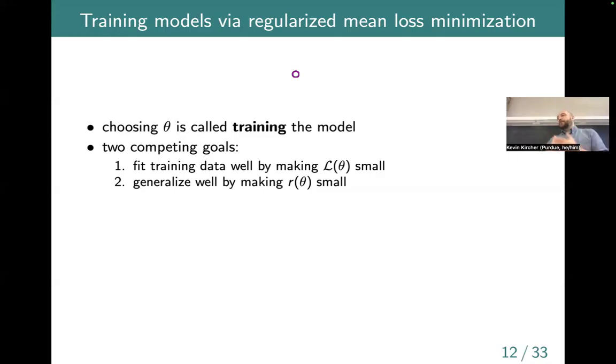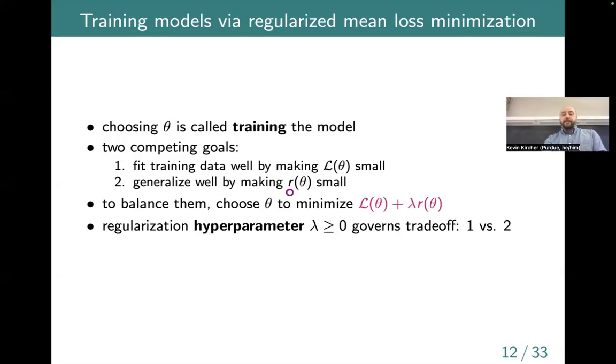Remember, our overall ultimate goal is to be able to make good predictions on data that we haven't seen yet. And we're trying to get to that goal by balancing two things with the data that we have available to us. On the one hand, we want to fit the training data well. And by that, we mean make the mean loss small in the training data. But we also want to generalize well. And we have this notion that regularization makes our model less sensitive to parameters, and that actually promotes improved generalization. And so to do that, we want to make this function R small.